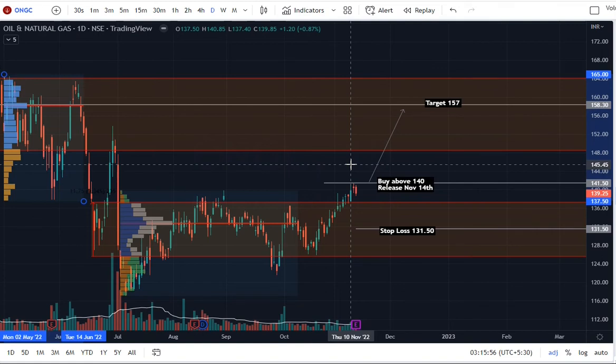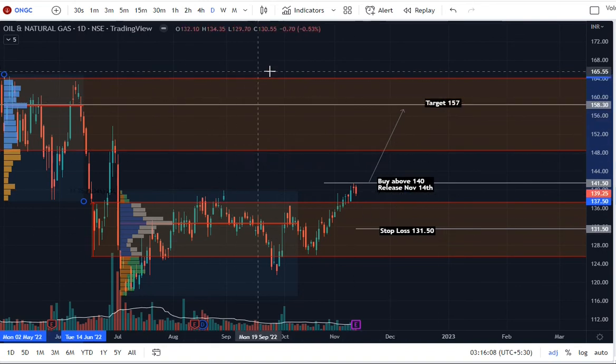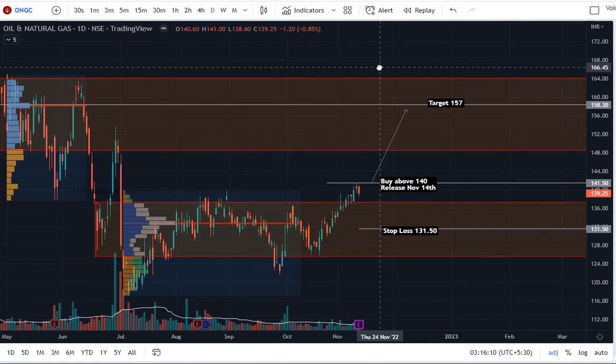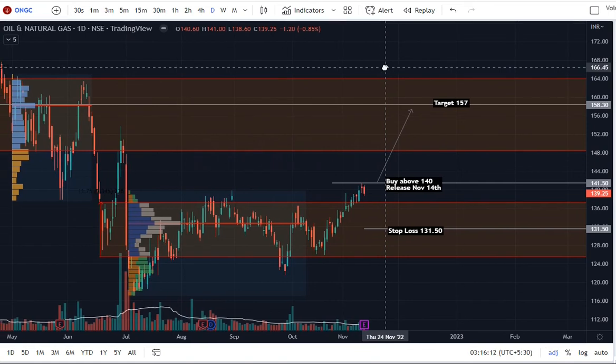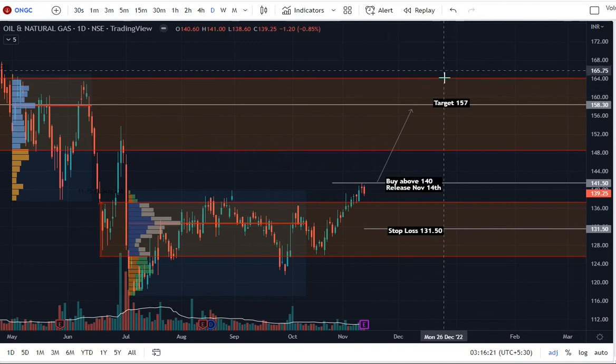And to cushion for whatever price volatility we have, I've taken a stop loss of 7.5 rupees, 9.5 rupees here, and I see a projected price of 157 in the coming days. So this is my analysis, and I am very bullish on this counter. I have already given a trade, and I think that this move should happen in a matter of 4 to 6 weeks, and we should be looking at 157 in all probability in the near term.